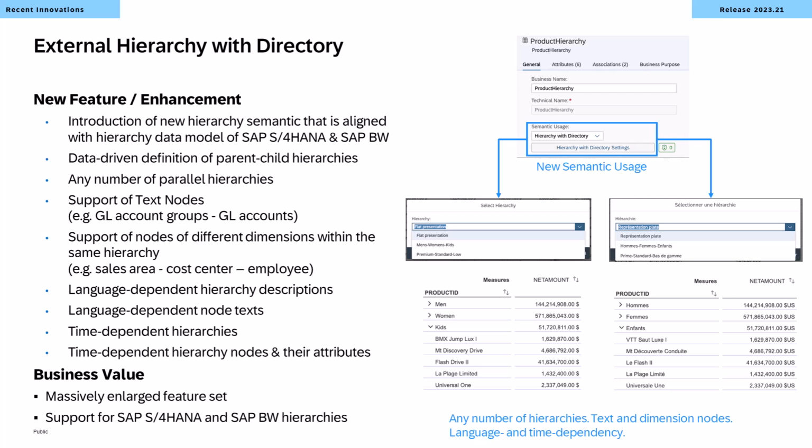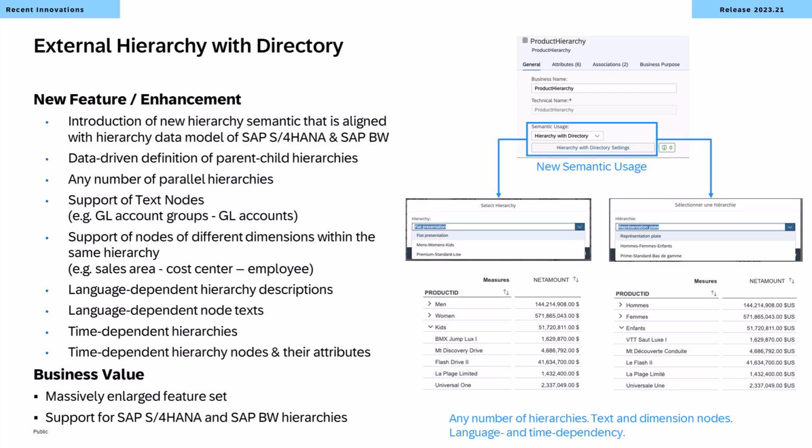On the one hand, and that is all in these bullets here, parent-child hierarchies are defined in a data-driven way. So far, when you define a parent-child relationship, it is something that you model metadata-wise. You tell it what is the parent, what is the child, and then it's exactly this one hierarchy.